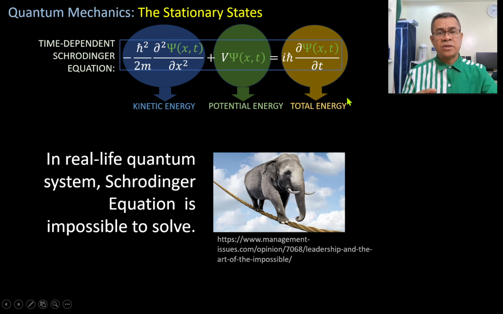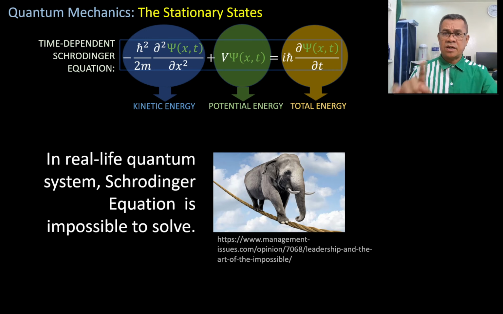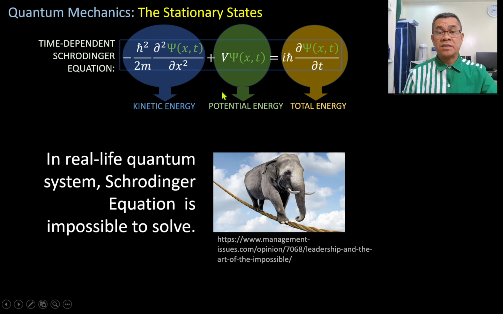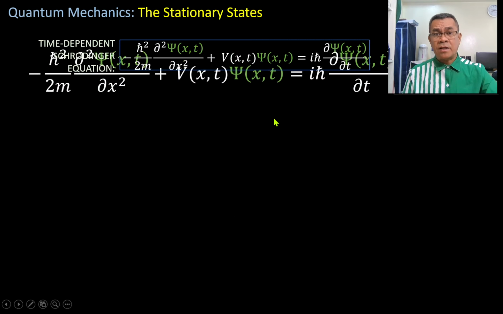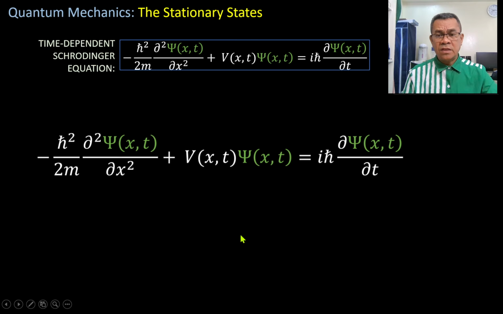The right member is the total energy of the system, which is again a function of position and time. And we can notice that in the Schrodinger equation, the total energy is the sum of the kinetic energy and potential energy. This is consistent with our idea in classical mechanics. Okay? So, very difficult to solve. Why? Because of the position time dependence. And we have a lot of particles in the quantum system. Okay, but we need to solve that.